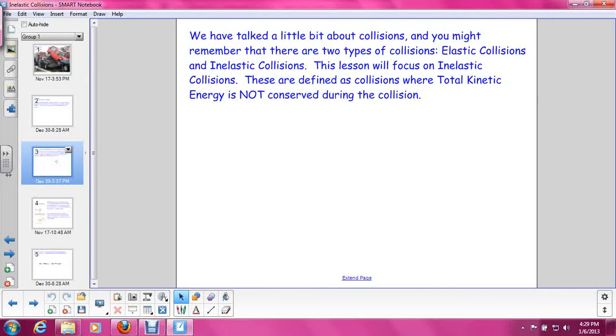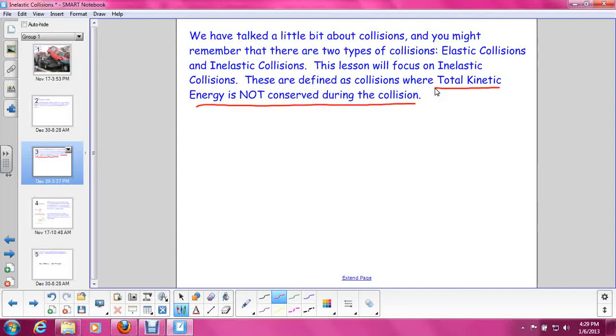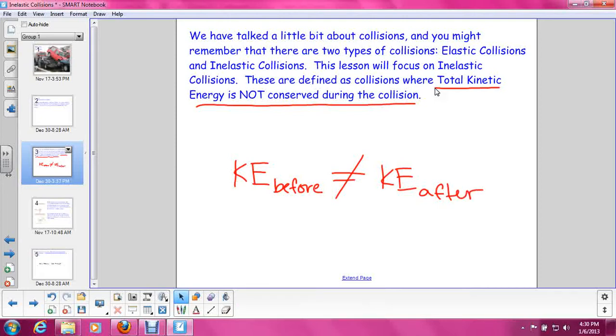So we have talked a little bit about collisions, and you might remember there are two different types. They're called elastic and inelastic. In this lesson, we'll focus on inelastic collisions. An inelastic collision is where the total kinetic energy is not conserved. So that means the kinetic energy of the system, of all of the things in it, before the collision is not equal to the total kinetic energy of the system after the collision. We have lost some kinetic energy during the collision.